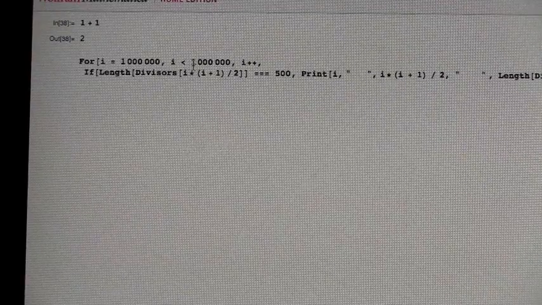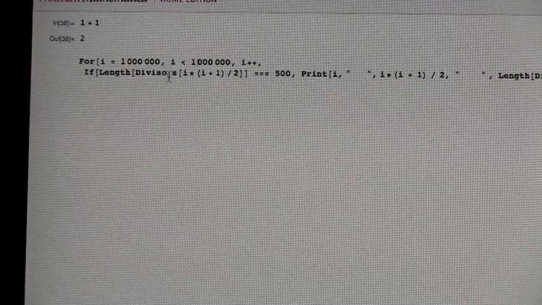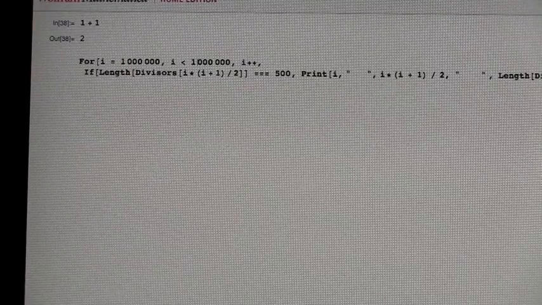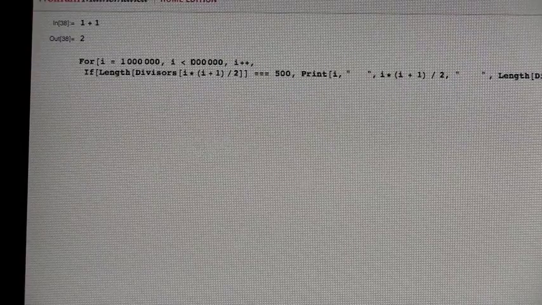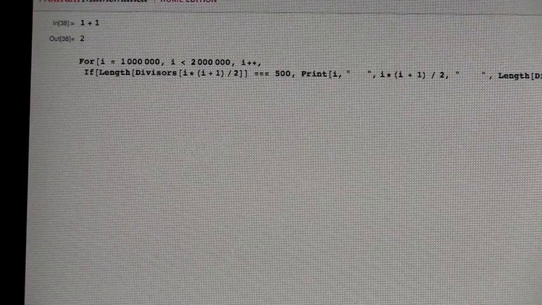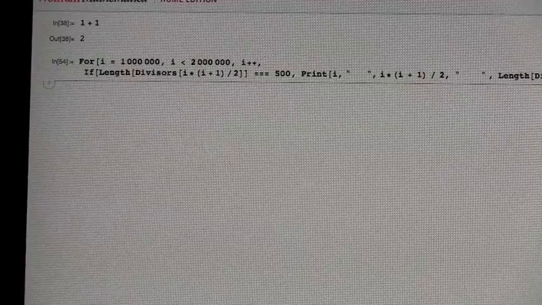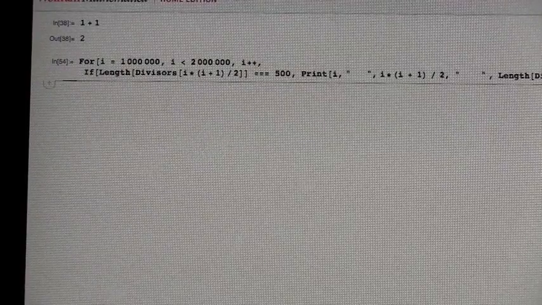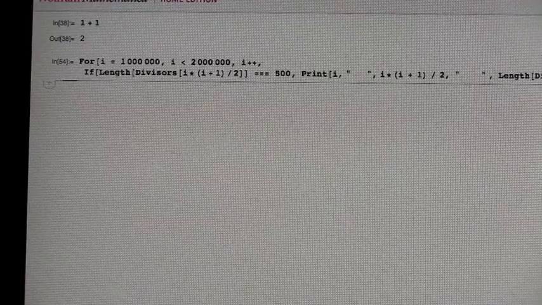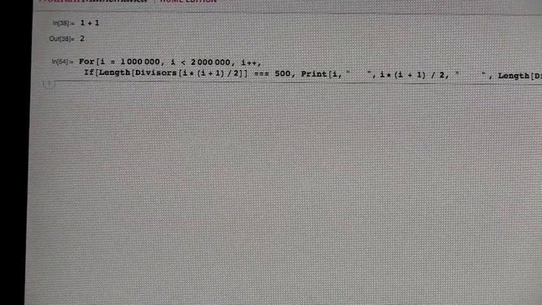Start at 1,000,000. And what number do you want to go up to? Let's just go up to 2,000,000. Okay, let's check 1,000,000 to 2,000,000. And while we're checking, we'll talk about what a number with 500 divisors should look like. What do you need to equal 500 when you talk about the buckets? Well, you need the numbers in each bucket to multiply to be 500.